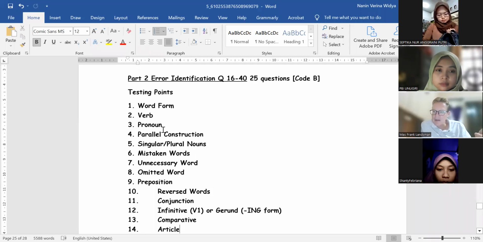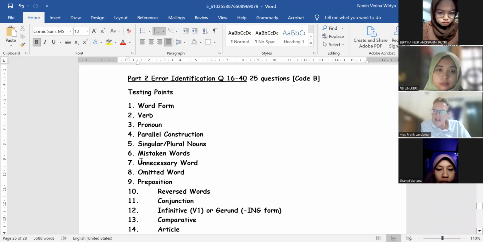Number 3, kata pengganti, we just saw that. I like swimming, I like it. So words that replace other words. Number 4, parallel construction. I look forward to meeting and interviewing you. So the same form repeated, parallel construction. Number 5 is singular as opposed to plural nouns, kata benda tunggal dan jamak.